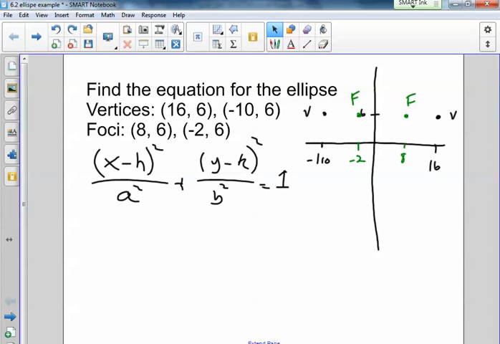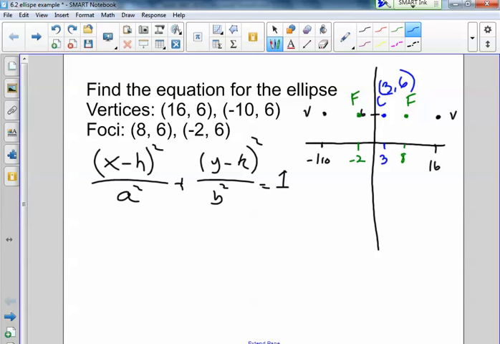The center is obviously in here somewhere, so maybe I figure out the center first. The center is going to be halfway between these two focus points. One focus point is at 8, the other is at negative 2. So that's a difference of 10, and halfway between would be 5. So this would be at 3. So the center is at 3, 6.